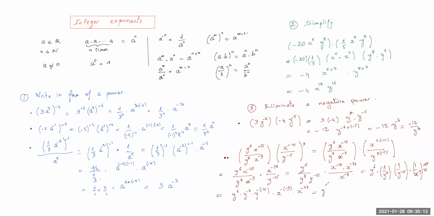So I will have 6 plus minus 7 minus 15, which is minus 16. So y power minus 16. Here I will have x power 9 minus 43, so it will be negative. We don't want a negative power, so we'll put it down in the denominator. So 43 minus 9 is 34. So we will have x power 34. Okay, that is my answer.